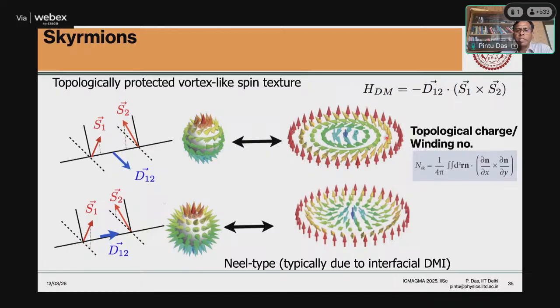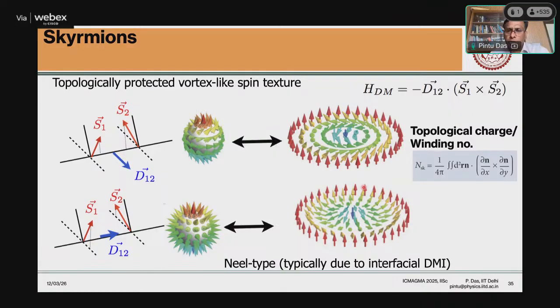In this kind of system, the major interaction which is responsible is called the Dzyaloshinskii-Moriya interaction. We write this Hamiltonian. The d12 is the vector. If you have two spins given by the spin angular momenta S1 and S2, this is how you write this Hamiltonian. The net Hamiltonian is due to the exchange interaction, which is the dot product, J S1 S2, which all of you would know. Additionally, there is this additional Hamiltonian because of the Dzyaloshinskii-Moriya interaction.